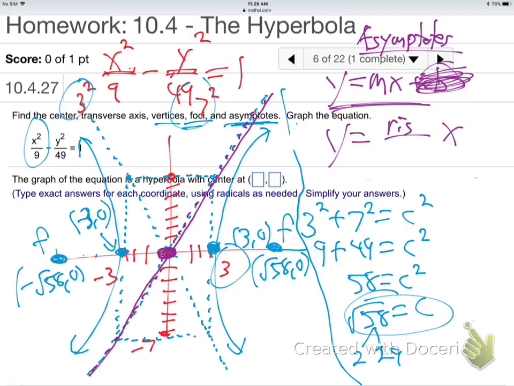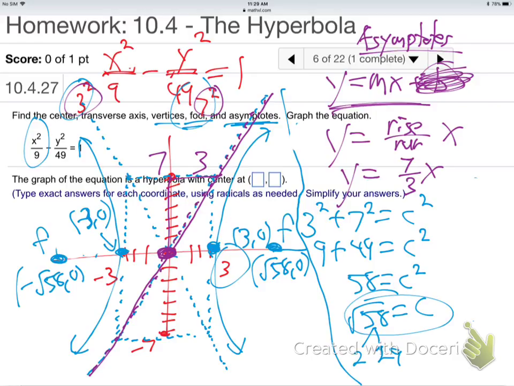What's slope? Rise over run. Right? Well, what's the rise and run? 7 and 3. See how easy it is? We know 7, we know 3, because that's how we made the box. In other words, look right here, look right there. That quick. 7 over 3 x. Does that make sense?